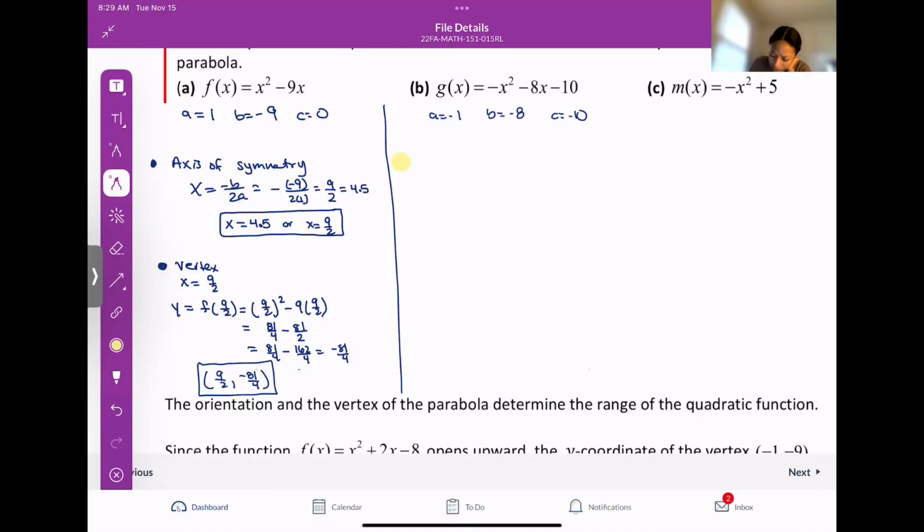All right, for the axis of symmetry, we have x is equal to, again, negative b over 2a. I'm just going to keep writing it for the first few times just so you remember it. That would be negative 8 over 2 times negative 1. Lots of negatives going on here. So we'll get 8 over negative 2, which is negative 4. So our axis of symmetry is x equals negative 4.